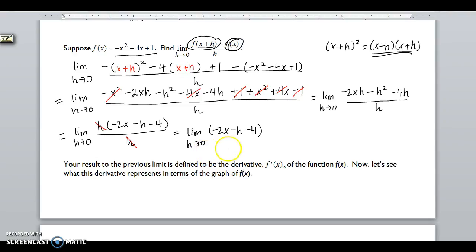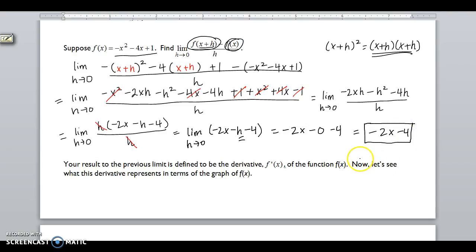And so now all we can do, we can just plug in 0. Remember, once you've canceled something out, that's when you want to go back and try to plug in. Make sure here we're only plugging in 0 for h. We're not plugging it in for x. It's kind of tricky when there are two variables. And so our answer is negative 2x minus 4.